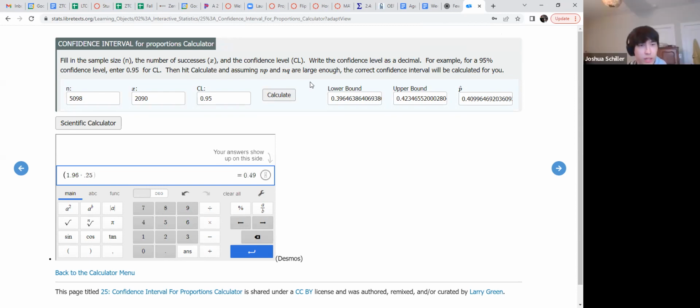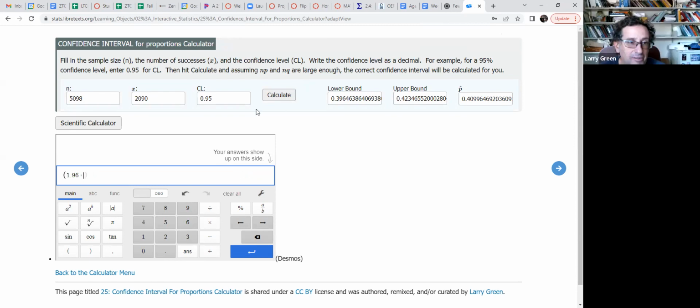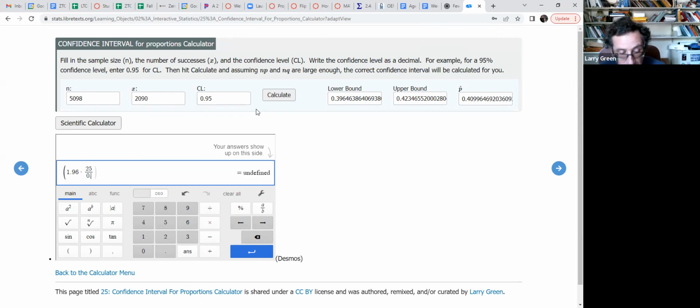I think it's just 25, not 0.25. Oh, you're right, $25. Divided by 0.5. There we go. And then square.